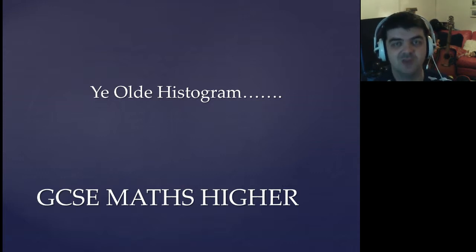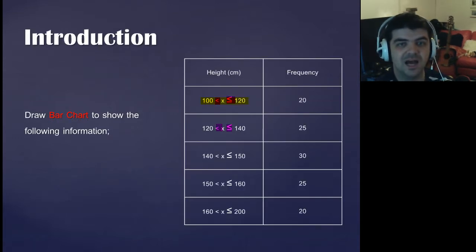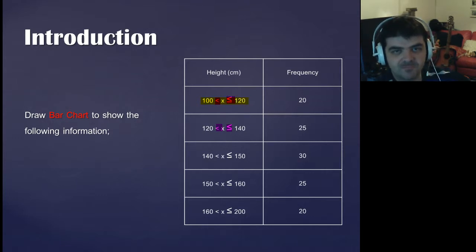So what is a histogram and what makes it different from a bar chart or frequency polygon or any of the other things we've already looked at at some stage in the past? We're going to start with an example. It says to draw a bar chart to show the following information. So this could be the height of people within a class, for instance. The height is measured in centimetres between 100 and 120, 120 and 140, 140 and 150, 150 and 160, etc., and the frequency is the number of people represented.